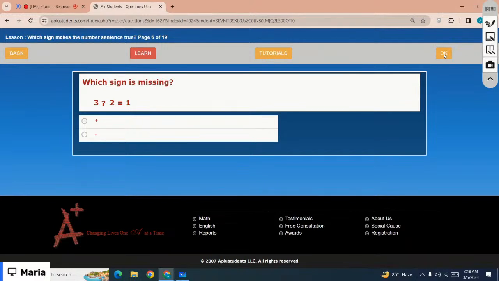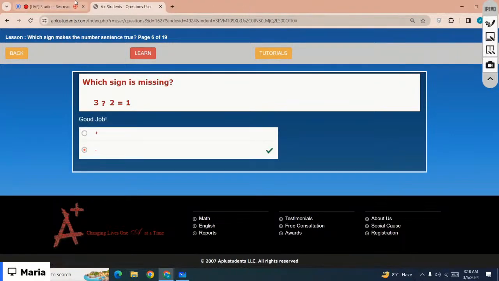Yes, the correct option is, you have to subtract again, right? 3 take away 2 equals 1. You have to make 1. So you need to subtract: 3 take away 2 equals 1. The correct option is 3 take away 2 equals 1.